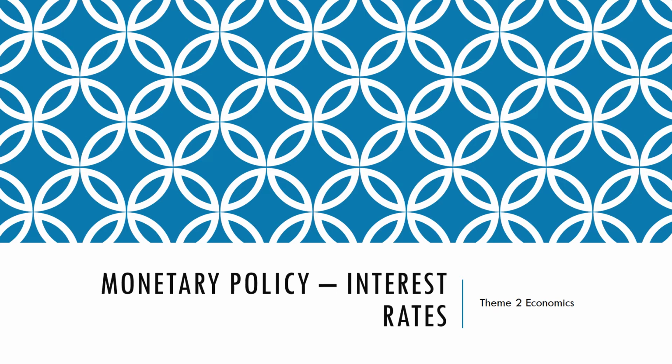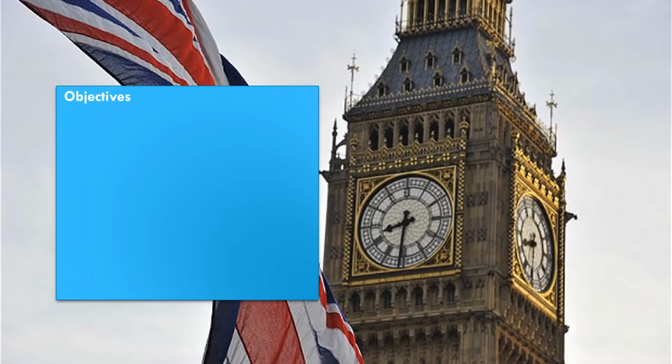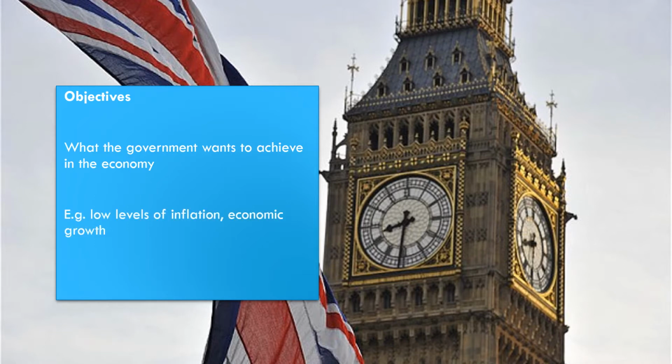Hello and welcome to this video on monetary policy, in particular the use of interest rates. Previously we were looking at macroeconomic objectives, what the government wants to achieve within the economy. For example, low levels of inflation, which is the primary target in the UK.